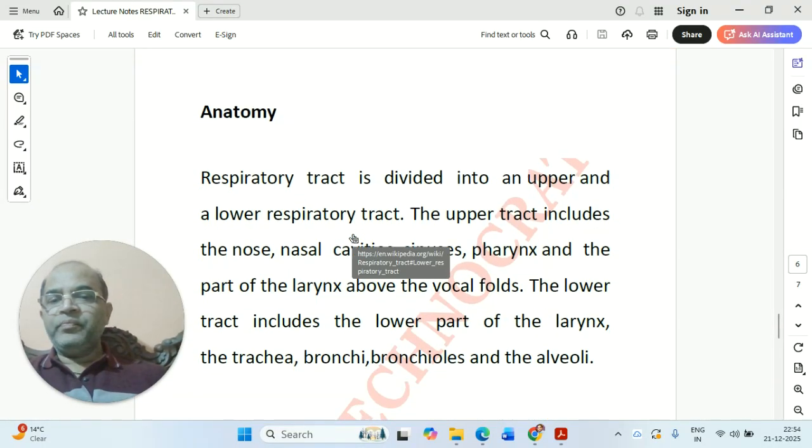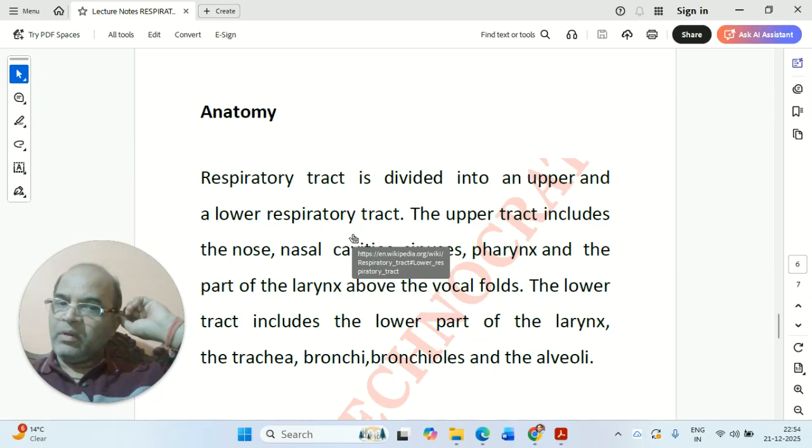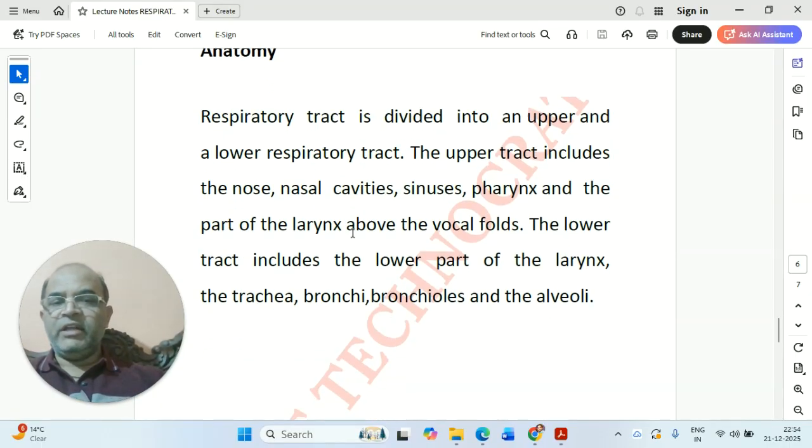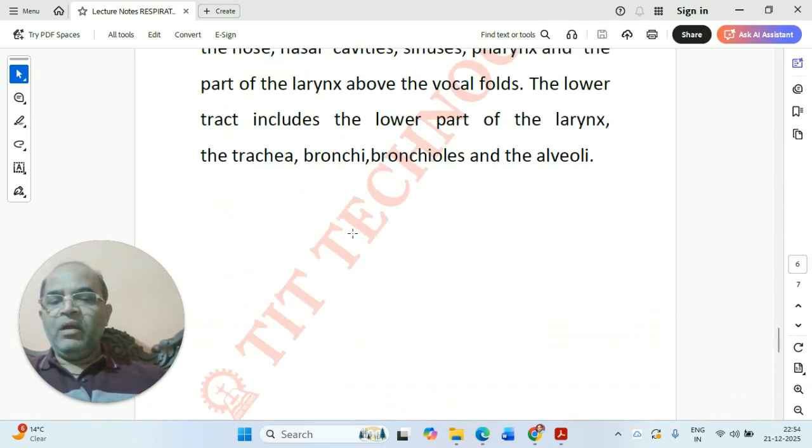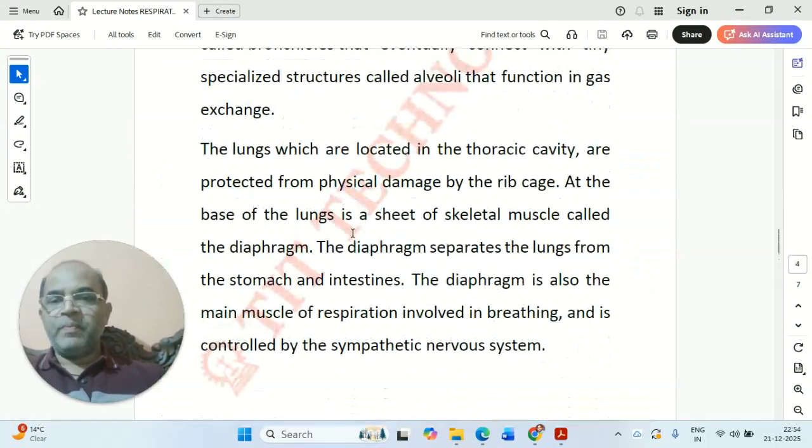So overall, the respiratory tract is divided into the upper and lower respiratory tract. The upper tract includes the nose, nasal cavity, and sinus, pharynx, and parts of the larynx above the vocal cord. And the lower tract includes the lower part of the larynx, the trachea, bronchi, bronchioles, and alveoli, and the lungs also.